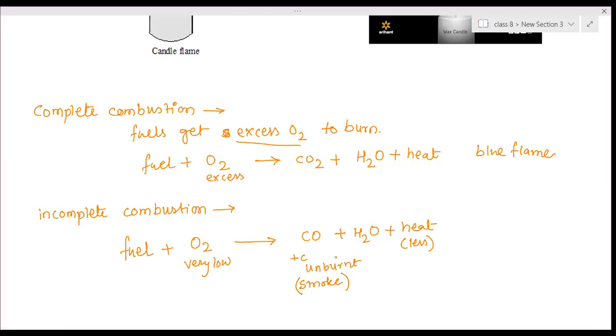So what is that smoke? Smoke is produced when the fuel is burning in oxygen. If that fuel doesn't get sufficient oxygen, then instead of producing carbon dioxide, it will produce either carbon monoxide or unburnt carbon, that means carbon particles, given out. So you have seen unburnt carbon.